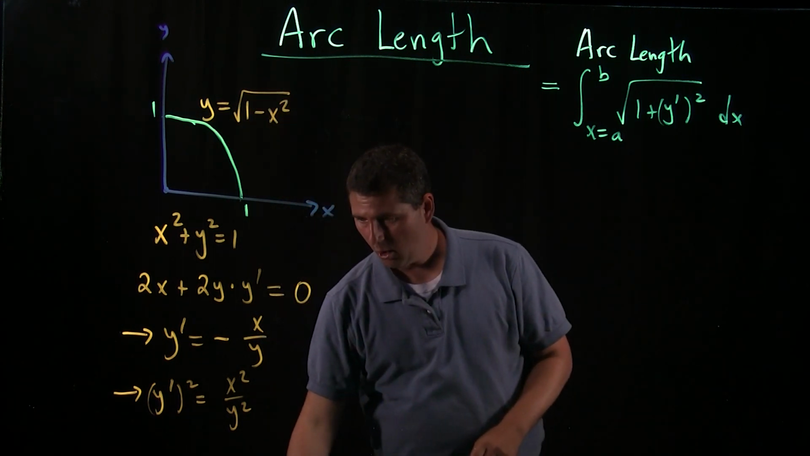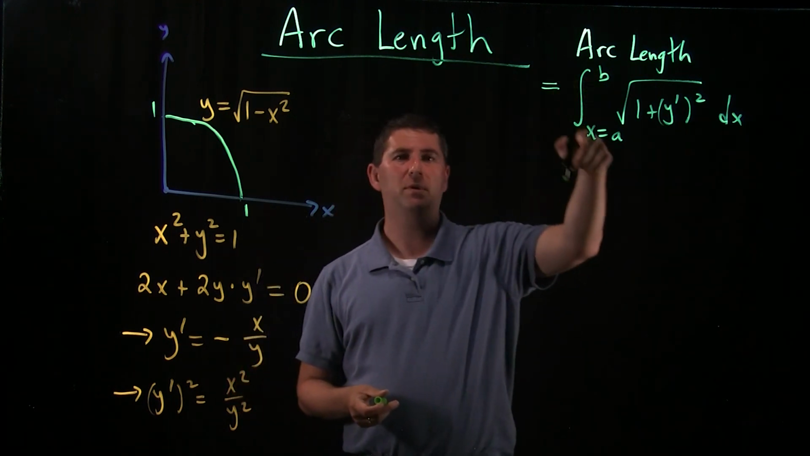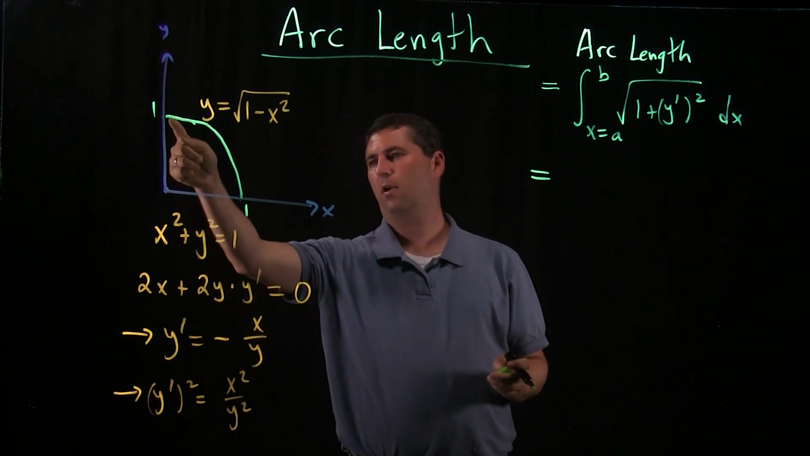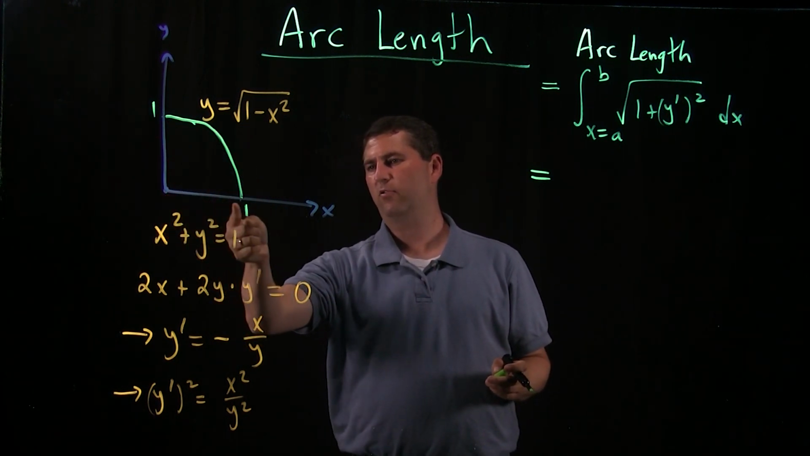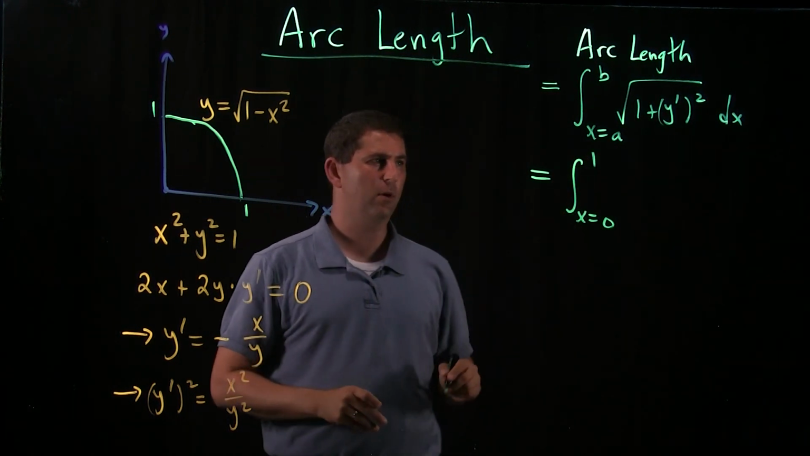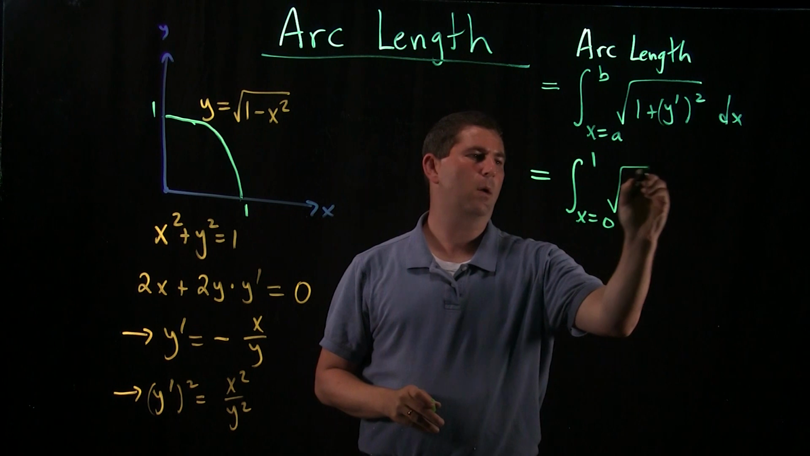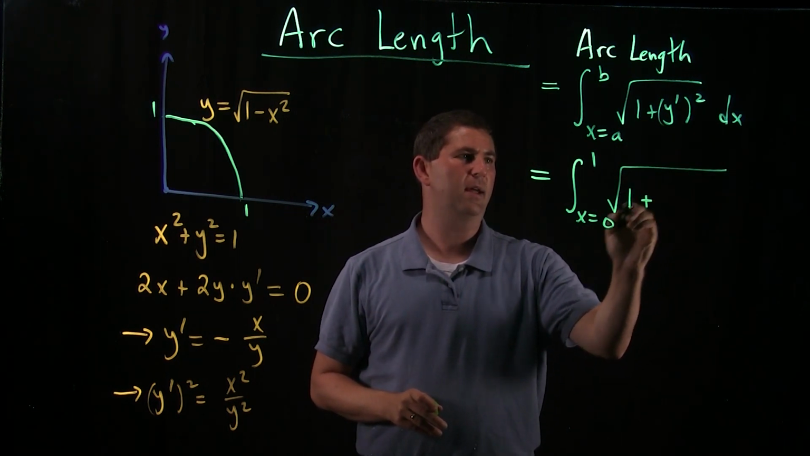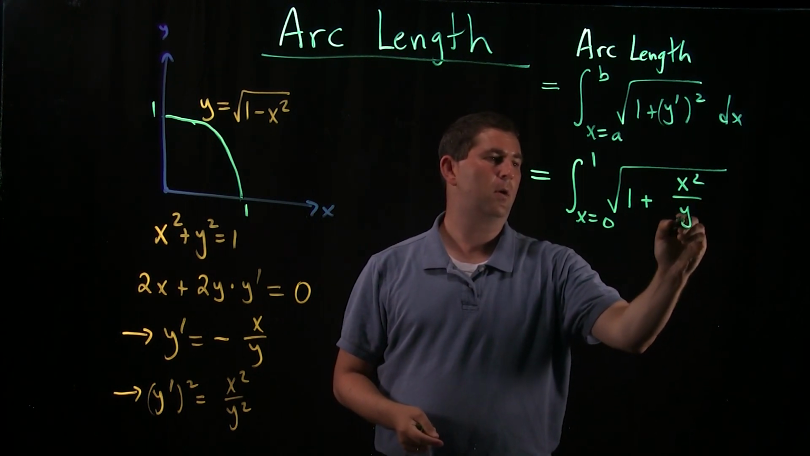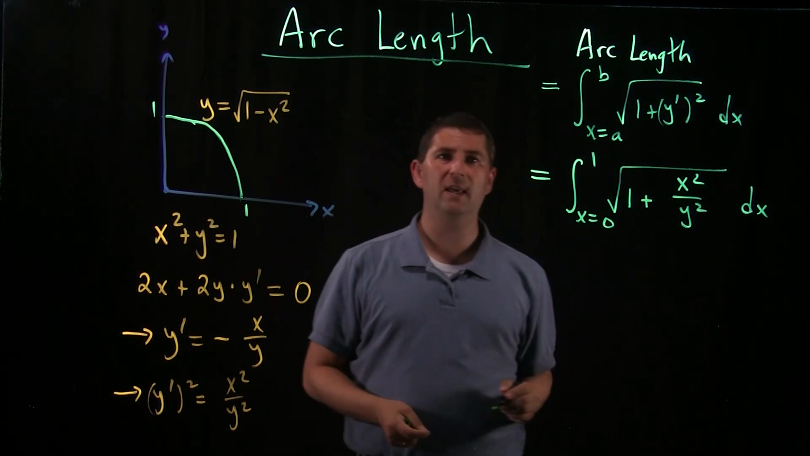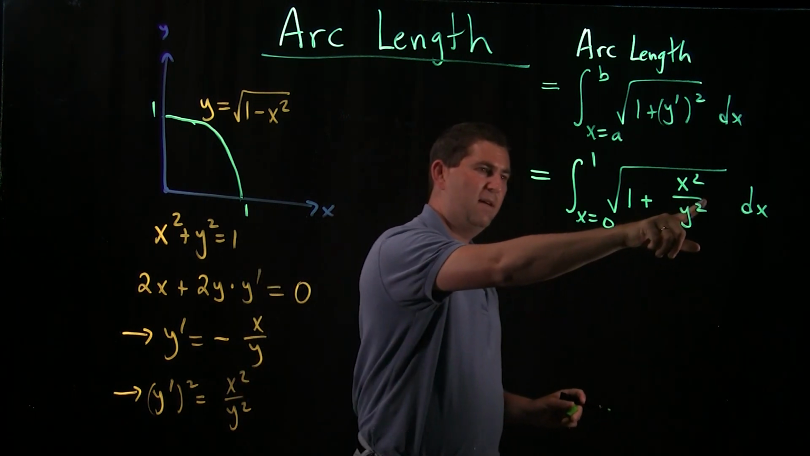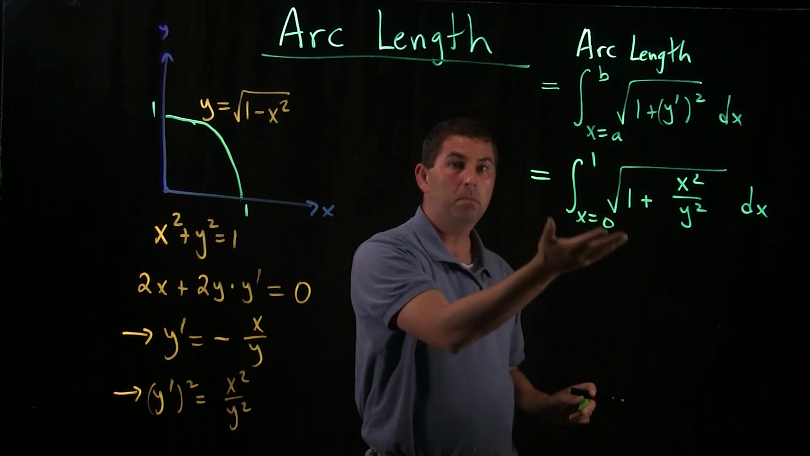Okay, so in our case, we want to compute the arc length, and we need to know the a and the b. Well, that's just coming from x goes from 0 to 1. So I integrate from x equals 0 to 1. And then I need the square root of 1 plus y prime squared, which is x squared over y squared, and then dx.